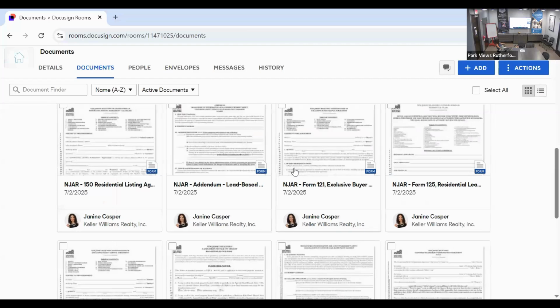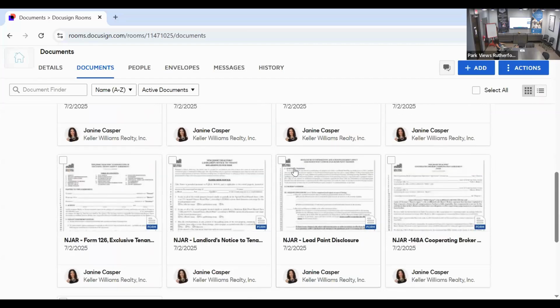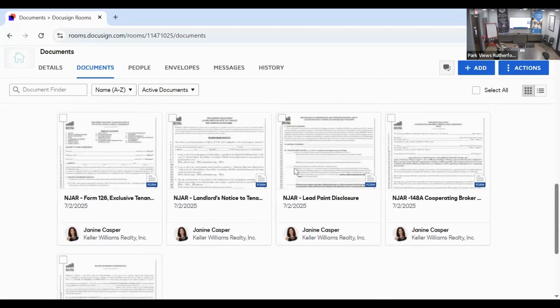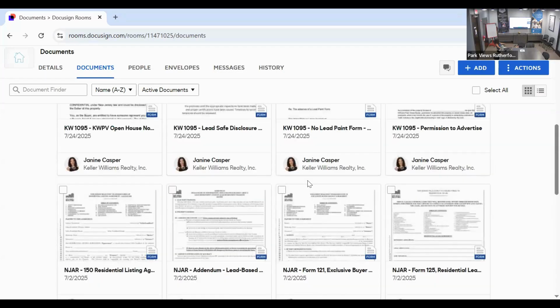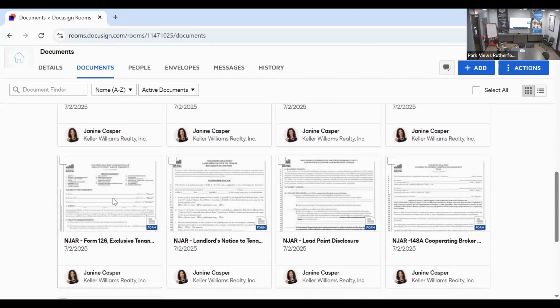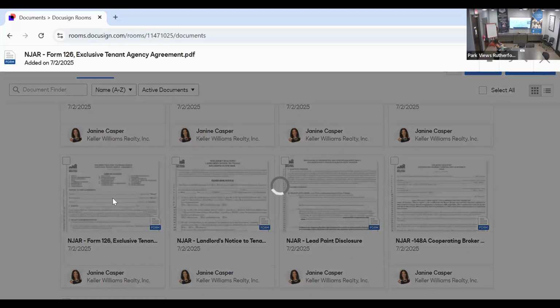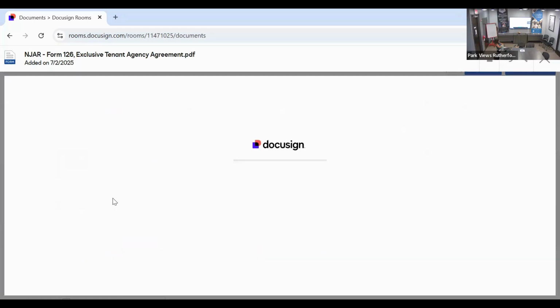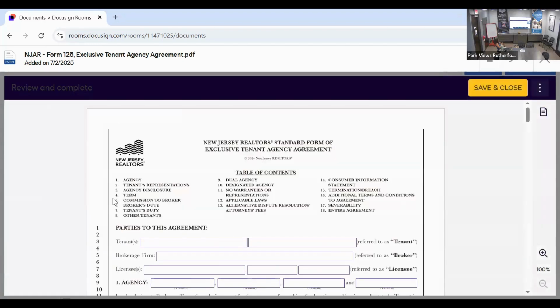Closing that out. I'm going to open a document. Do I have the tenant agency? Yes, I do. I'm opening the exclusive tenant agency document, because this drives me nuts. I see people do this all the time on here, and you're doing things wrong.